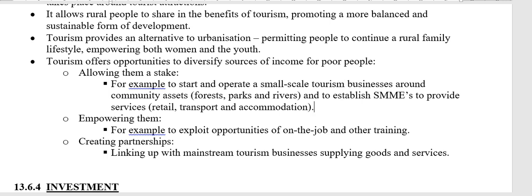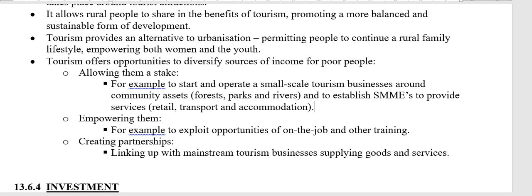First of all, by allowing them a stake. Okay, a stake means ownership. All right, a share. A stake is basically a share. We are allowing them to have a share in the tourist industry by, for example, starting a small-scale tourist business. All right. So if there is, for example, a national park, Kruger National Park, local people can receive training and they can become tour guides in the park.